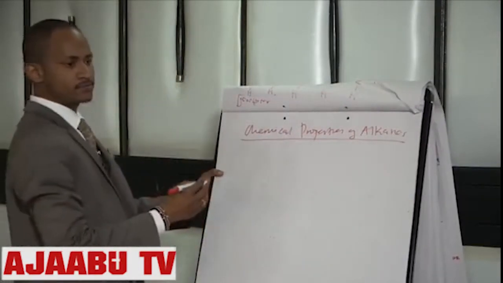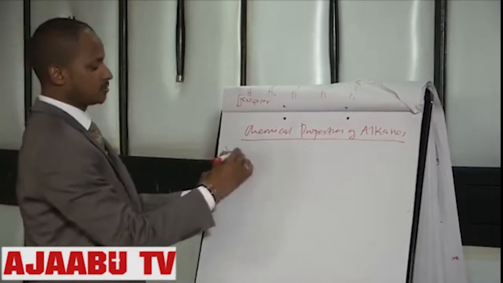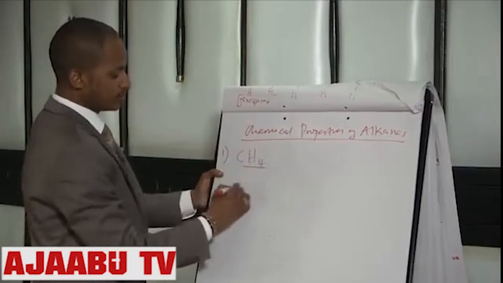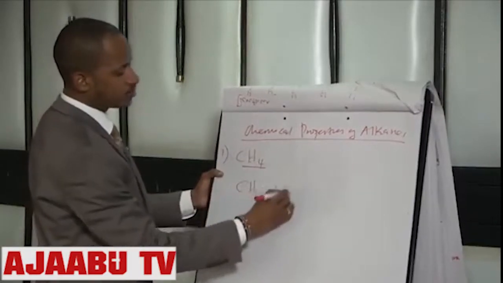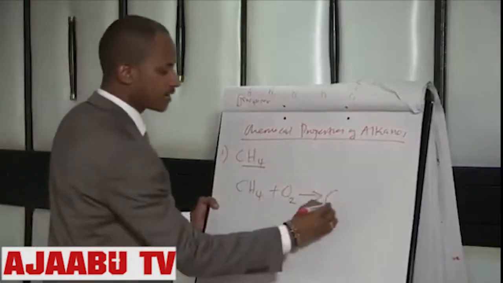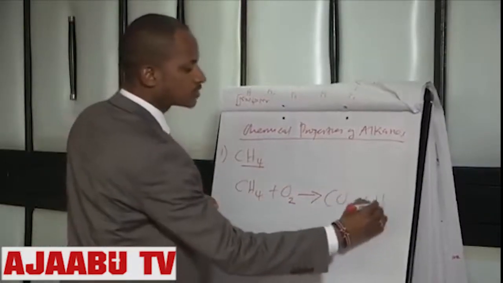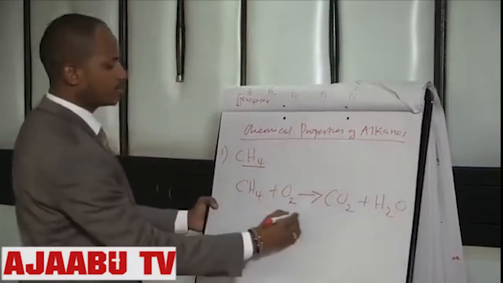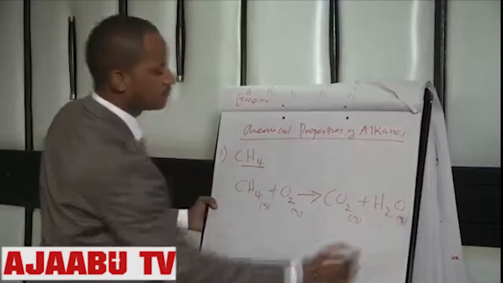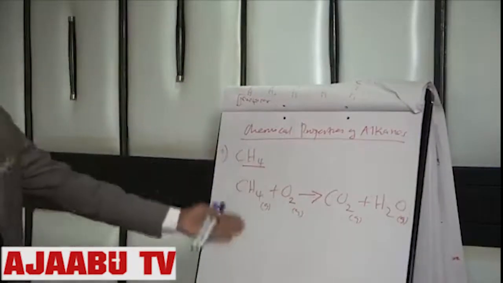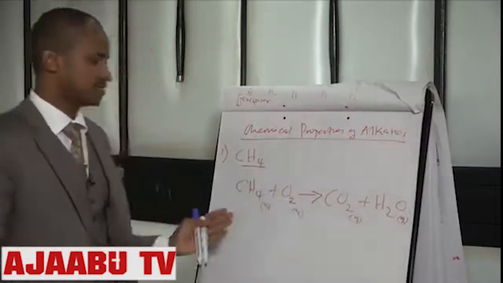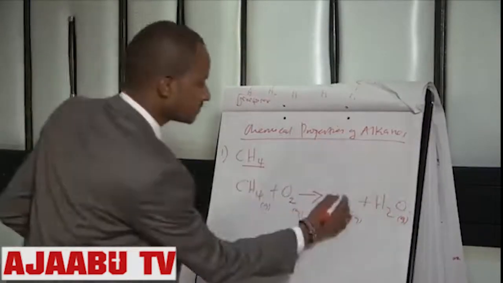Number one, we will use methane. So when methane reacts with oxygen, you get carbon dioxide and water. But they are all in gaseous form. When methane reacts with oxygen, combustion, when you burn it, they are all in gaseous state. You get carbon dioxide and water.